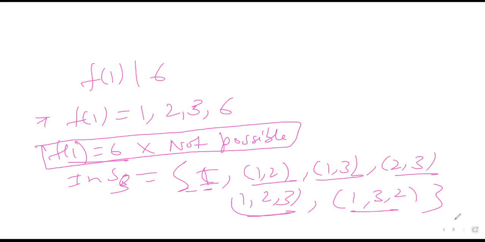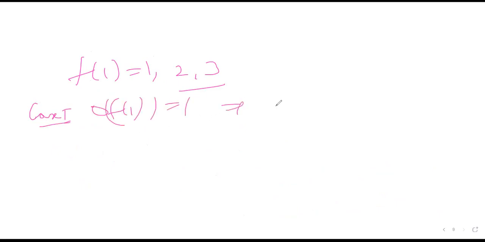So what are the possible orders now? The order of F1 equals 1, 2, or 3. Now case 1: say the order of F1 is equal to 1. It means F1 is the identity permutation. So F(x) is equal to the identity permutation to the power x. So this is the first.